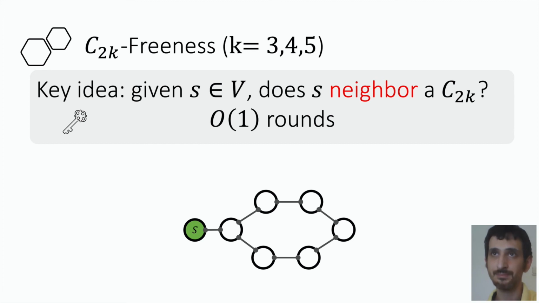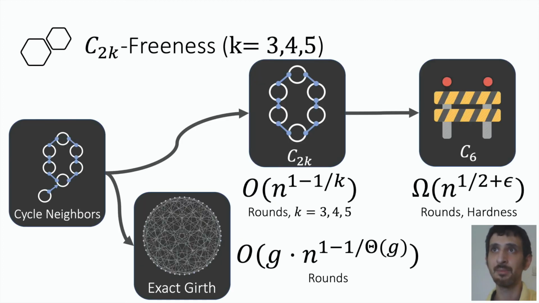Using our new cycle neighbors technique, we show vastly improved algorithms for small even cycles and exact girths, as well as present new circuit complexity barriers for improving the currently known lower bounds on C6 freeness.